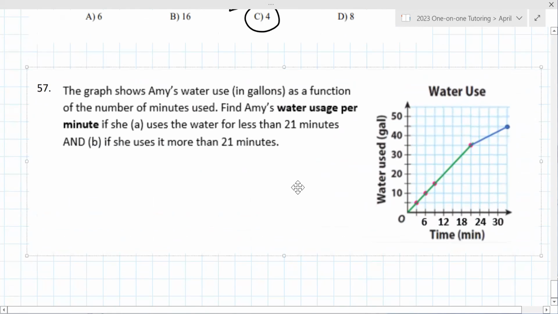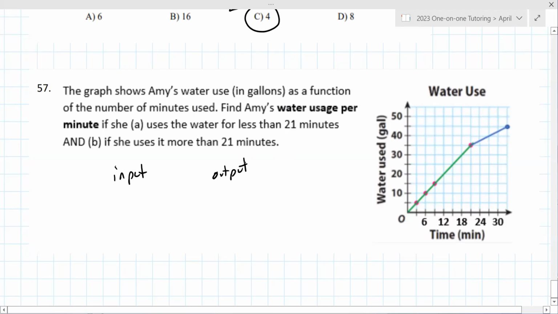All right. The graph shows Amy's water use in gallons, the function of the number of minutes used. So what is the input? What is the output in this problem? The input is always X. The output is always Y. So the input is the amount of time. That's right. The output is the water used.